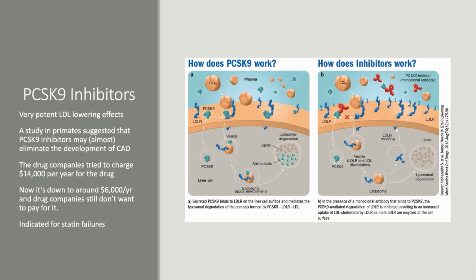In fact, in a study in primates, they found that those primates who were given a PCSK9 inhibitor did not develop coronary artery disease. How exciting is that? We may have a cure for coronary artery disease, and it may only cost $14,000 a year per person. Well, that's what the drug companies tried to charge us. We weren't hearing any of it, and there was a lot of uproar about it, and eventually they came to, right now, they're around $6,000 a year. Still a ridiculous amount of money.